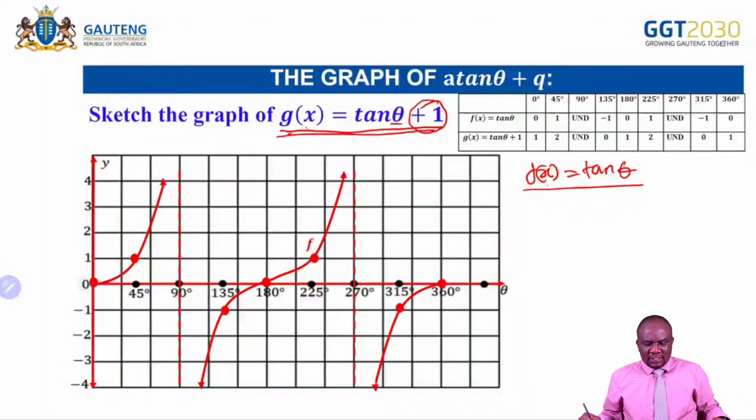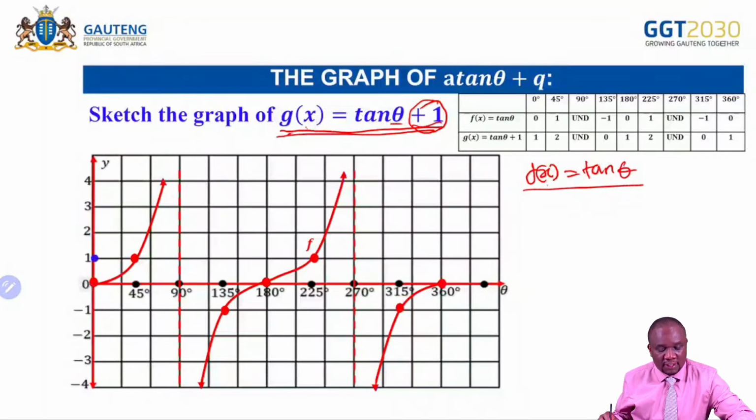Right, welcome back. So now plus 1. When q is positive 1, it means every point is shifted upwards by 1 unit. So this point 0, 0 is shifted upwards by 1 unit, it's going to be there. Then 45, 1 is shifted by 1 unit, and goes up to become 45, 2. You see that? So shifted upwards by 1 unit. And then even this one here, 135 and negative 1, shifted upwards by 1 unit.